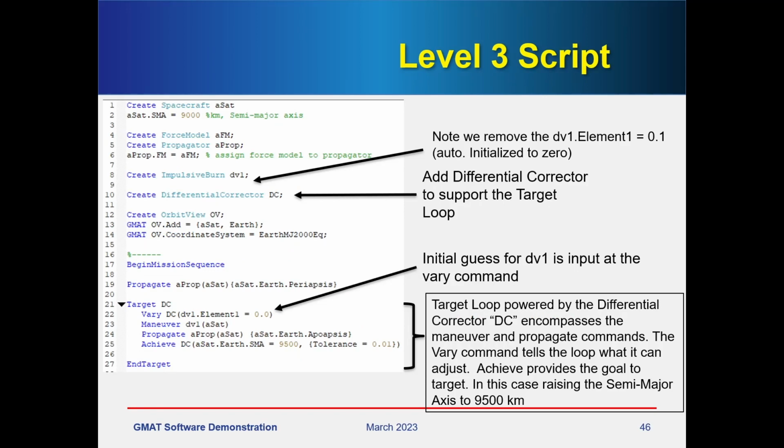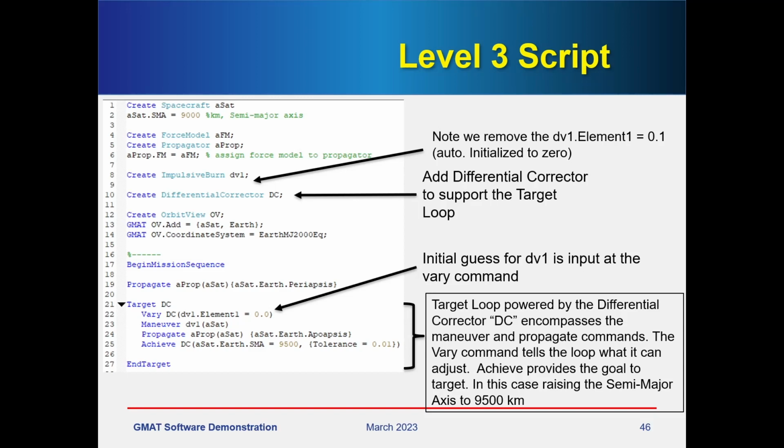For level 3, we will incorporate the differential corrector and target control sequence into our script. Let's say we want GMAT to raise the SMA of ASAT from the initialized value of 9,000 kilometers in line 2 to 9,500 kilometers. We know to do that we'll need to apply a delta V, so let's utilize a targeting loop with a differential corrector to raise the SMA to 9,500 kilometers.